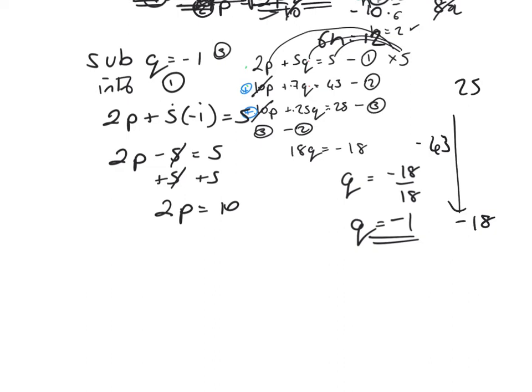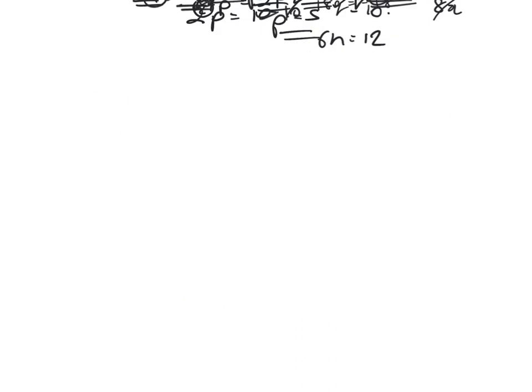Bring the 2 down and divide, and that will be p equals 10 over 2, and p is equal to 5. Final answer, p equals 5, q equals minus 1. Okay, let's try another again.